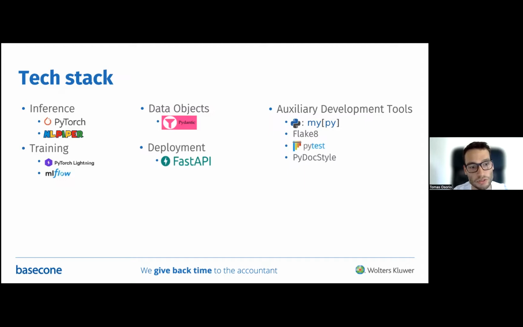Talking about logging and tracking the training part, we are going to use MLflow. For data quality, we generally use Pydantic, and for deployment, we are going to use a REST API with FastAPI. During development, we generally use MyPy for type checking, Flake8 for PEP8 checking to see if all the rules are complied with, PyTest for coverage testing and unit tests, and PyDocStyle to see if all the docstrings are correct.